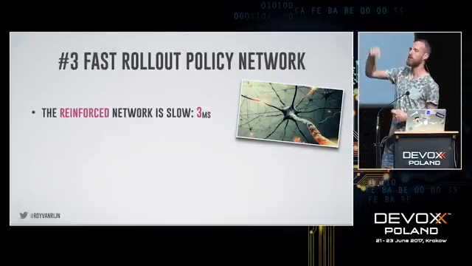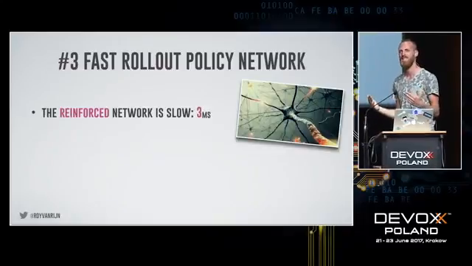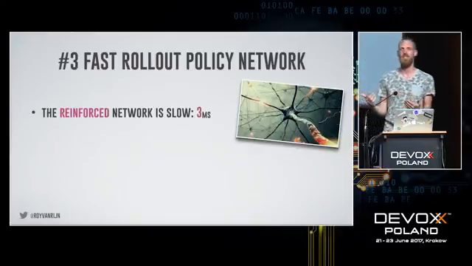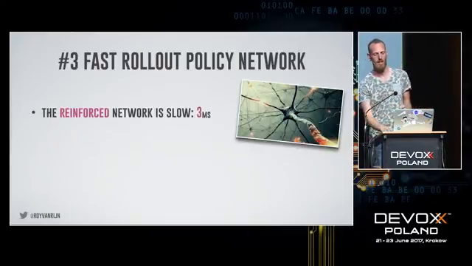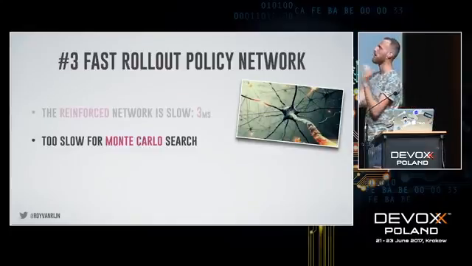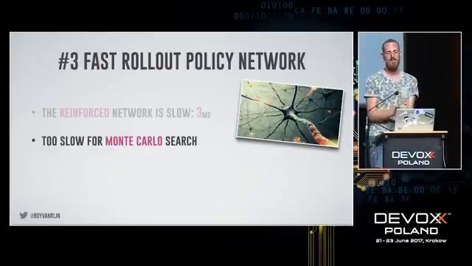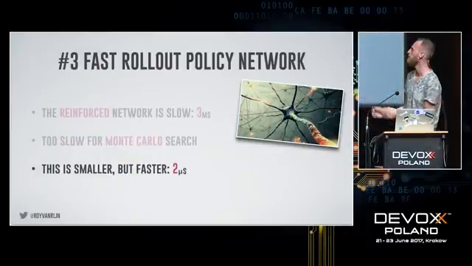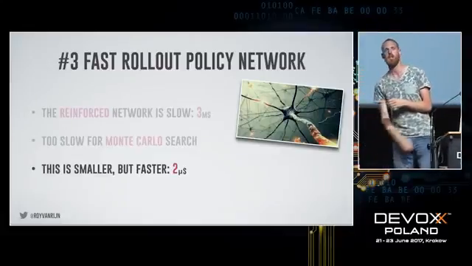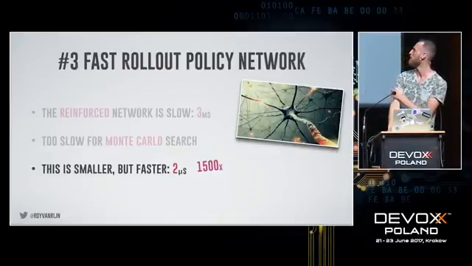This network, the number 2 network, took 3 milliseconds to evaluate a board. 3 milliseconds sounds fast, but in computer terms, it's not. It's very, very, very slow. So they made a new network, they gave it the same goal, but a much smaller network. This network is much smaller, network number 3, and it takes just 2 microseconds. Much better. So that's about 1,500 times faster.